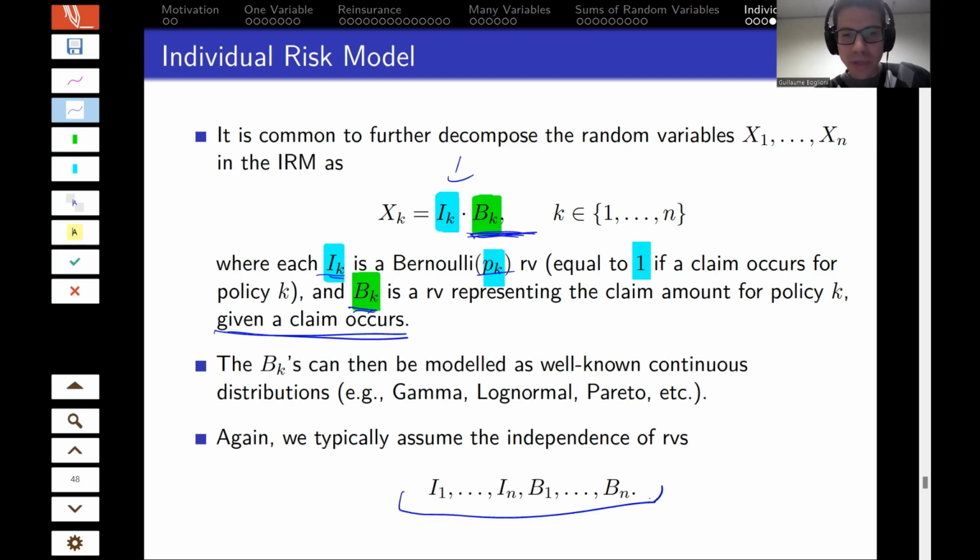And again, typically, because it might be reasonable, but also it simplifies calculations, we're going to assume the independence of everything here. Okay, so all the I's are independent, all the B's, which also yields that the X's themselves are independent of each other.